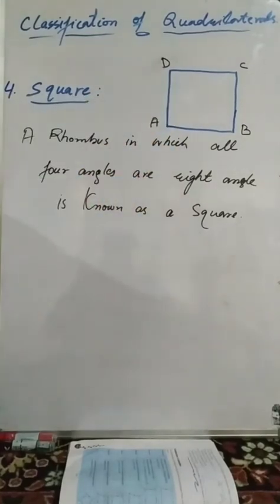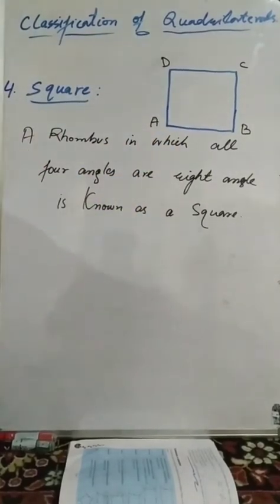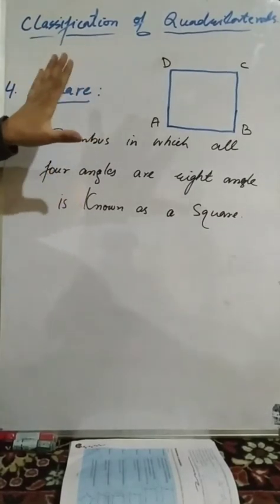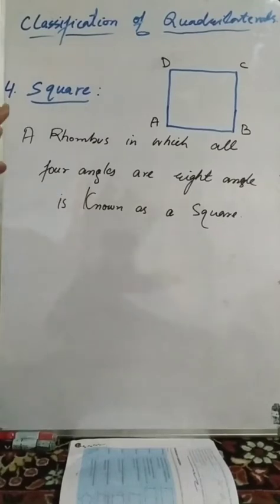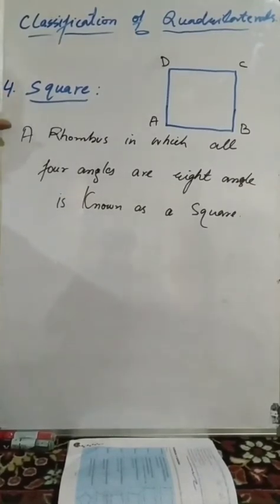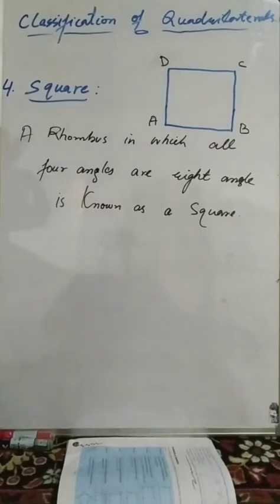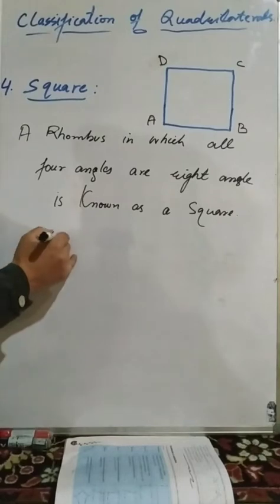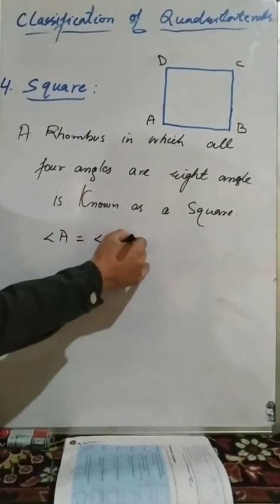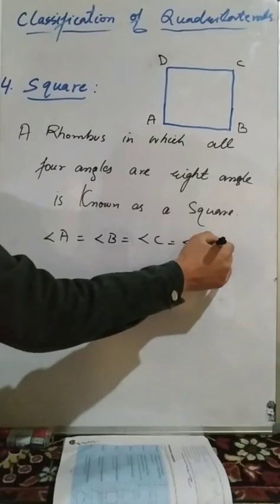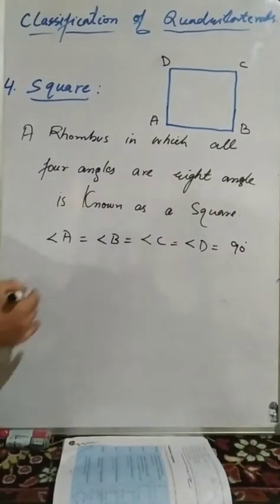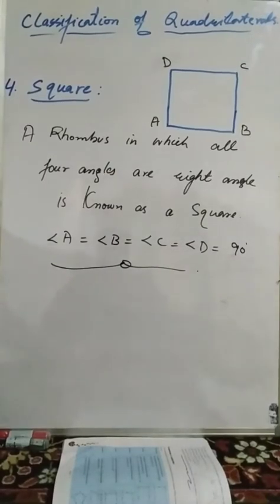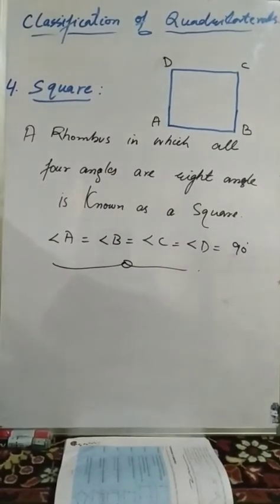This is a square ABCD. A rhombus in which all 4 angles are right angle is known as a square. That means if we have a rhombus, a parallelogram whose all sides are equal, but in square, all sides must be equal as well as all angles should be equal to 90 degree. That means angle A equal to angle B equal to angle C equal to angle D is equal to 90 degree. We can say that a parallelogram in which all sides are equal and all angles are equal is said to be a square.